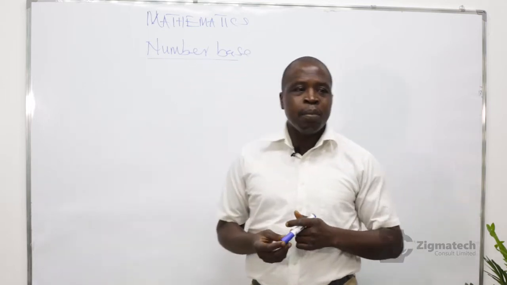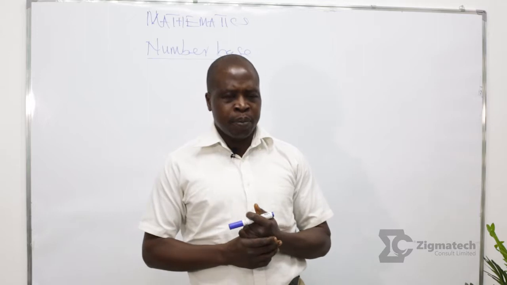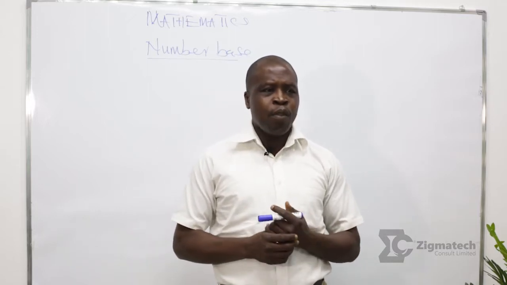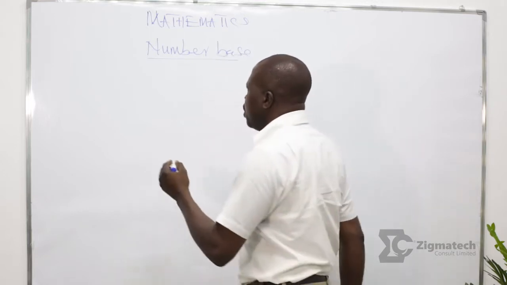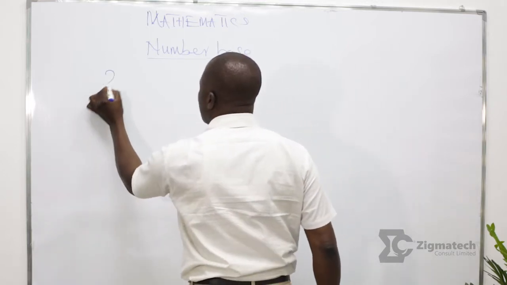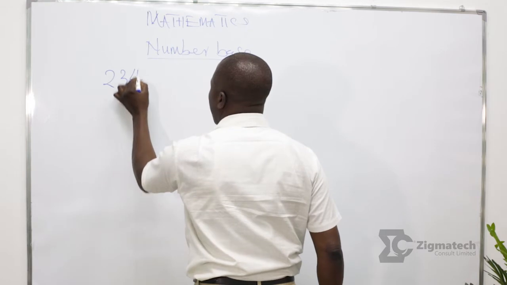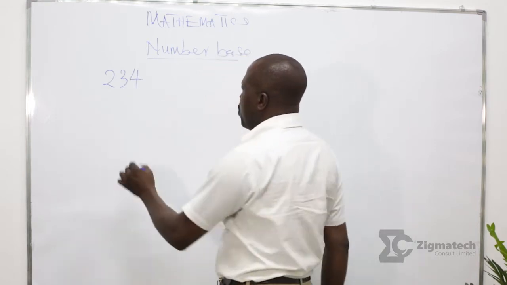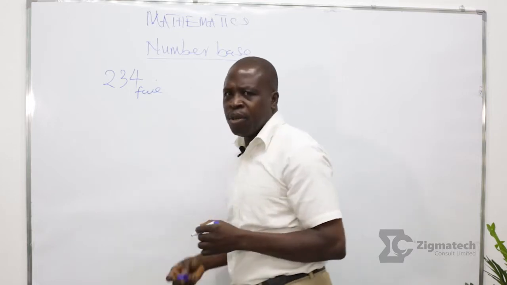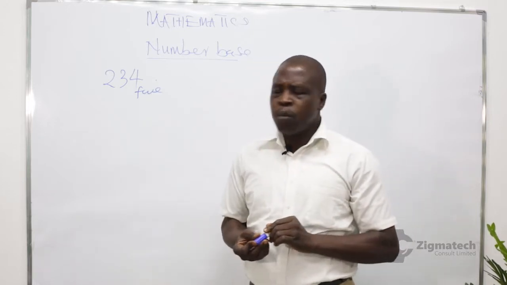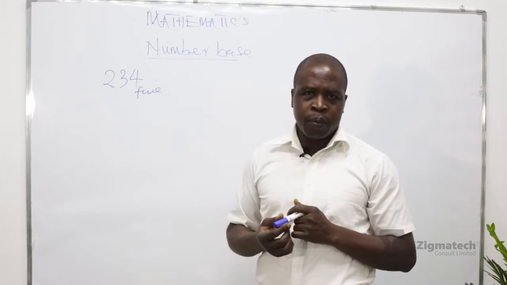Number base is a number written in such a way that the highest digit of the number is less than the base. For example, if you're writing 234, it will be in either base 5 or base 6 or base 7 and above, but it cannot be less than 5.